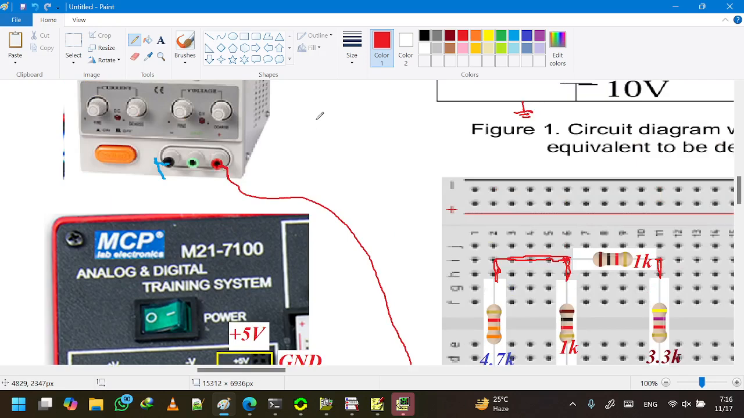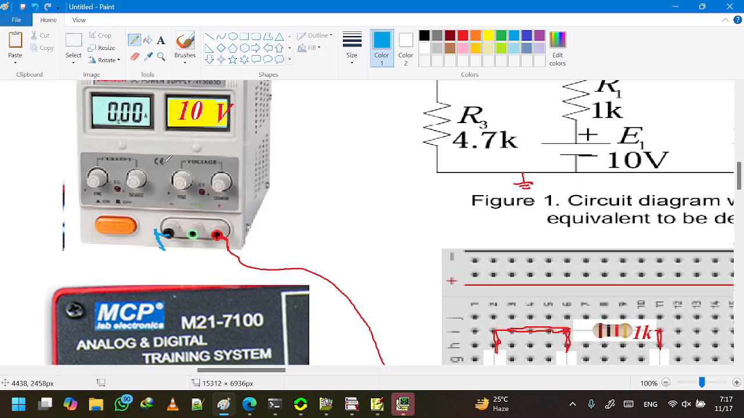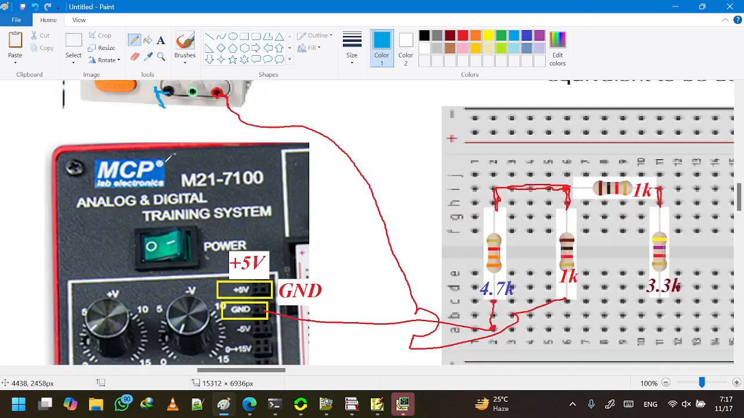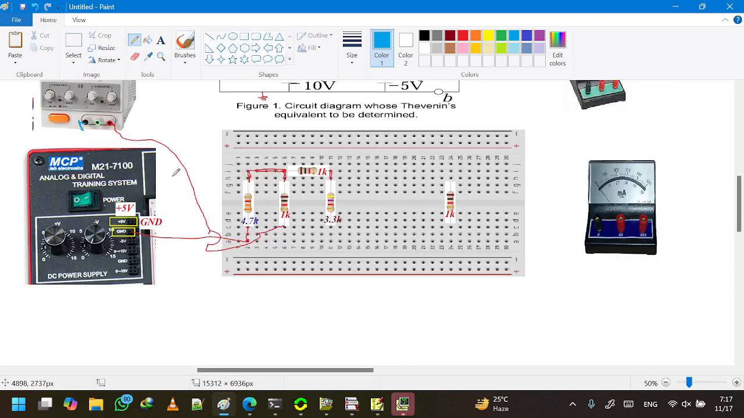Now, since we are taking power from two different active elements, we need to make the common ground. For this, the negative terminal of the power supply should be connected to the ground of the DC trainer board. So this node and this node must be connected. This G and D part is connected over here. So this blue wire should be connected to this wire.